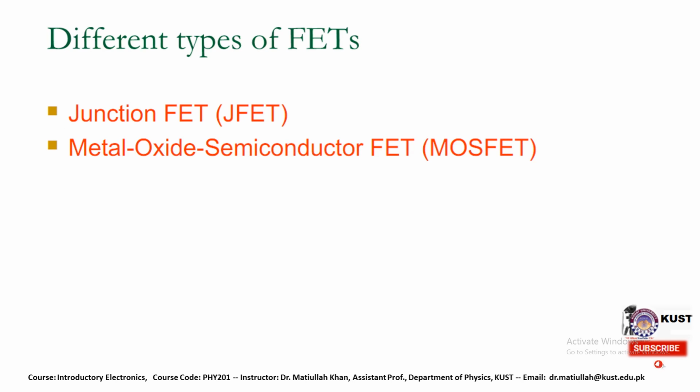The first thing we need to know is the different types of field effect transistor. There are mainly two types of field effect transistors. One is called a junction field effect transistor, which is simply called a JFET, and the other is called the metal oxide semiconductor field effect transistor, that is called a MOSFET.